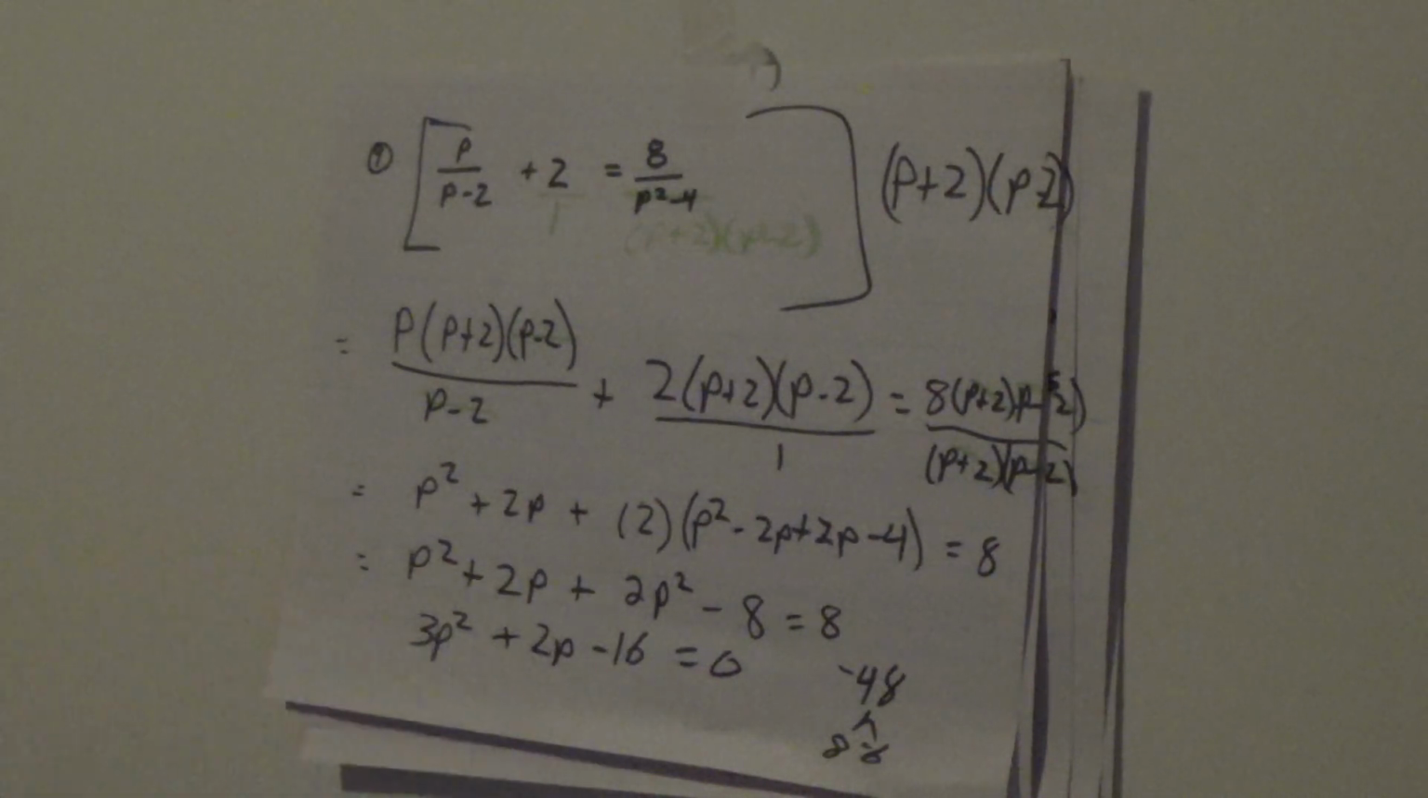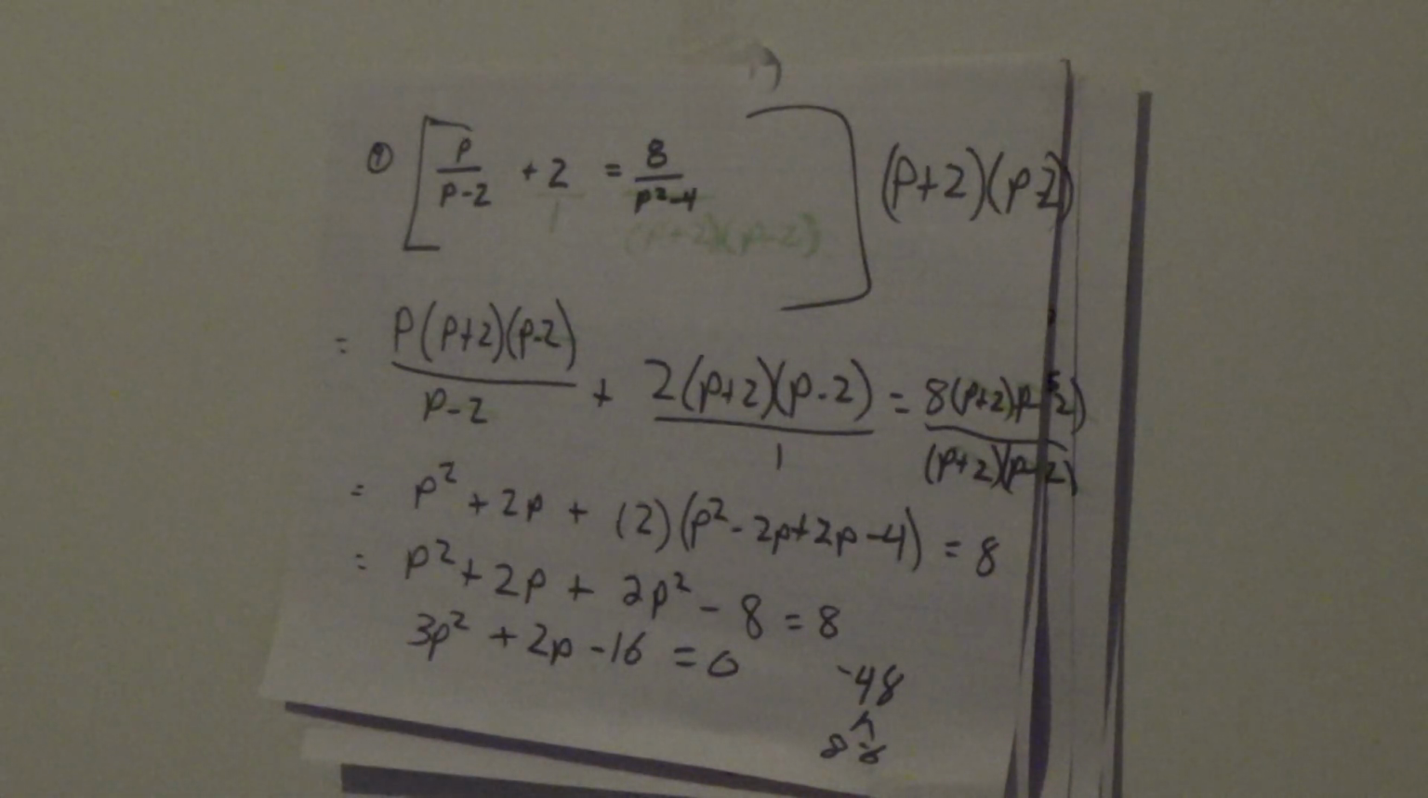I'm running very low on my paper, so I'm going to grab a blank sheet here, and we will use this to keep working. Let me copy down what I have so far. We have 3p squared plus 2p minus 16 equals 0. And we have that negative 48 factors to 8 and negative 6.